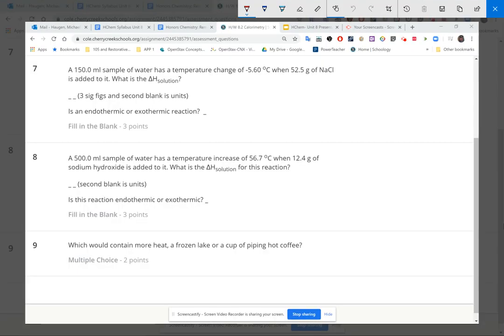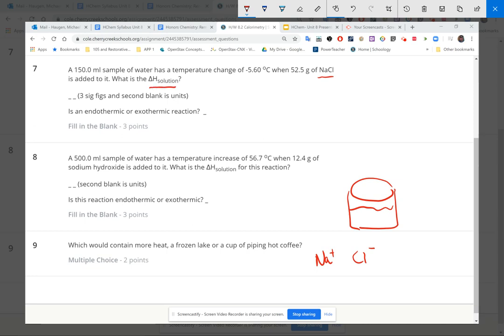Hey, we just wanted to give you guys a hint on Schoology 8.2 problem number 7. So what this problem is looking at is, say we had a beaker of water, we throw some of the sodium chloride in there, and we know it's going to dissociate into sodium ions and chlorine ions. There's some energy associated with that. So that's what it's asking about. What is the change in the heat of the solution?